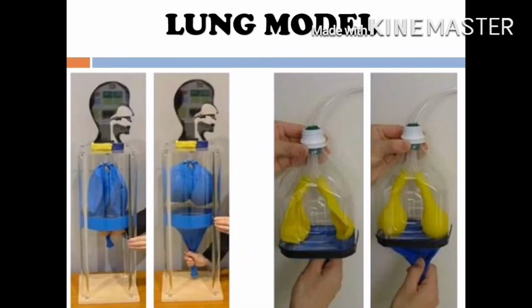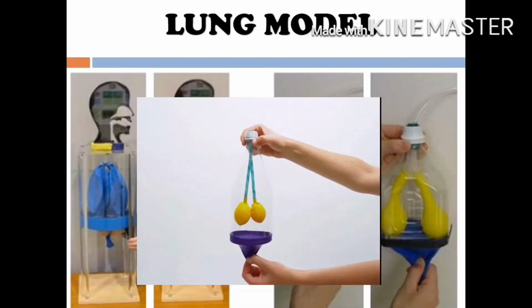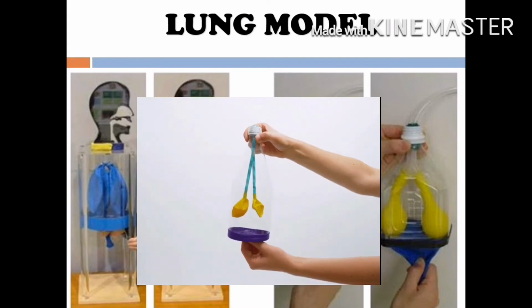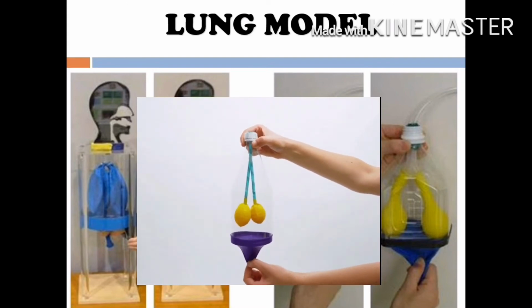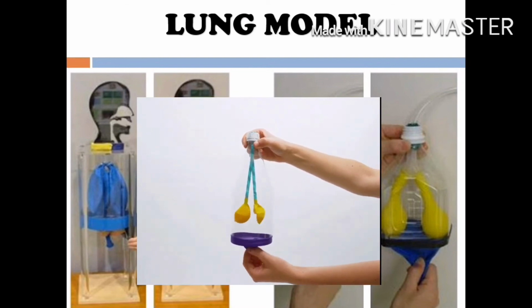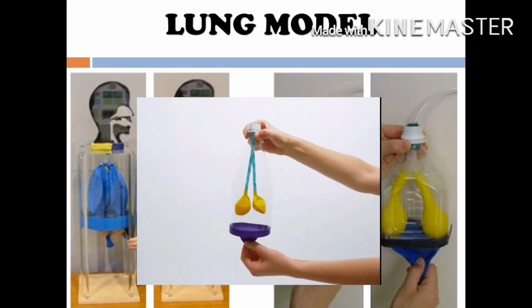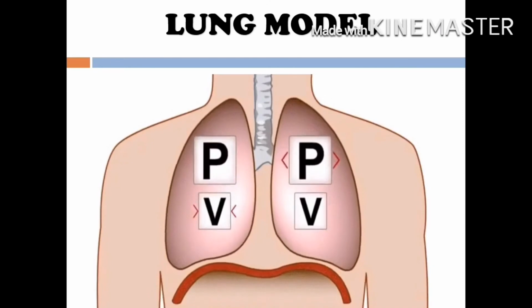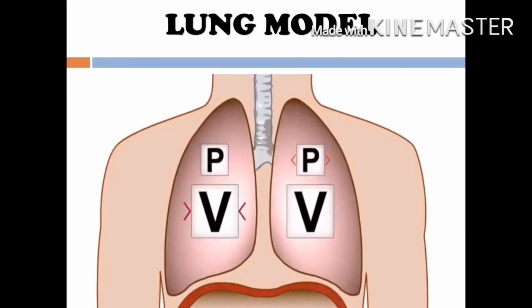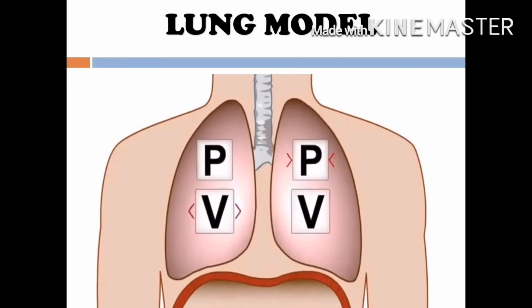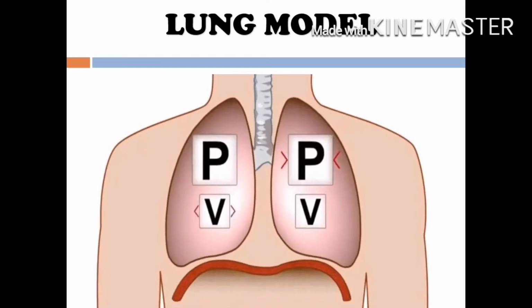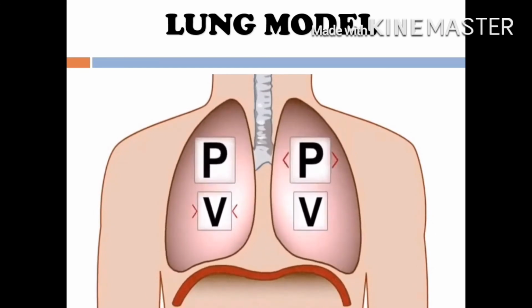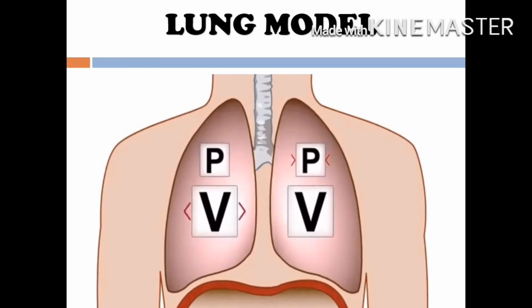Exhaling is the opposite process. When you release the rubber, which represents the diaphragm, the balloon representing the lungs decreases in volume. When the diaphragm contracts as you exhale, it results in a decrease in the lung volume, increasing the pressure inside the chest cavity and causing the air to flow outside of the lungs.